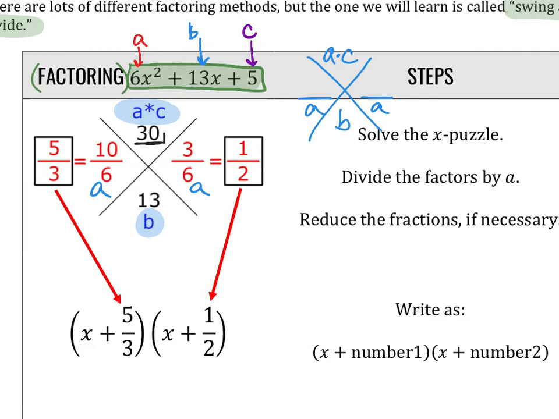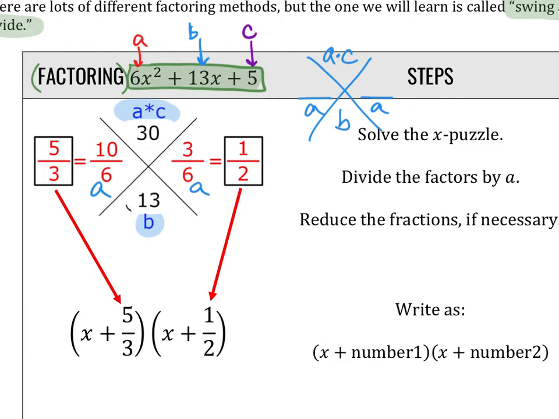What's 5 times 6? 30, which is why 30 is in the top. What's the B value? 13. That's why 13 is in the bottom. And what's the A value? 6, which is why 6 is underneath those denominators there.